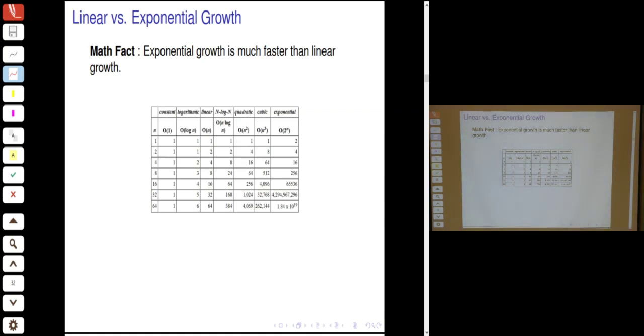Okay, so let us continue with our review. In the context of arithmetic and geometric series, it is natural to talk about linear versus exponential growth. The math fact is that exponential growth is much faster than linear growth. Here is exponential growth with the base c bigger than 1. Here it's 2 to the power of n, and here it's linear growth, scaling linearly in n, and as you can see, for n like 16, the exponential growth is by far larger than the linear growth.